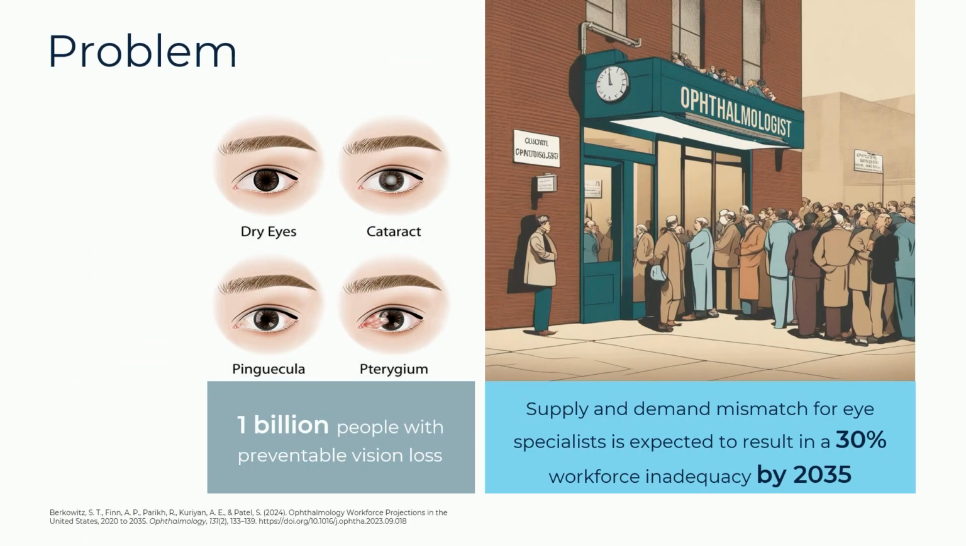So when we looked at the landscape, we realized that there is a supply and demand mismatch for eye specialists, and it's only expected to continue growing in the coming years. Vision is an essential part of everybody's life, and at some point, if you live long enough, you're probably going to get a cataract. 1 billion people around the world have preventable vision impairment, of which cataracts is probably the leading cause.